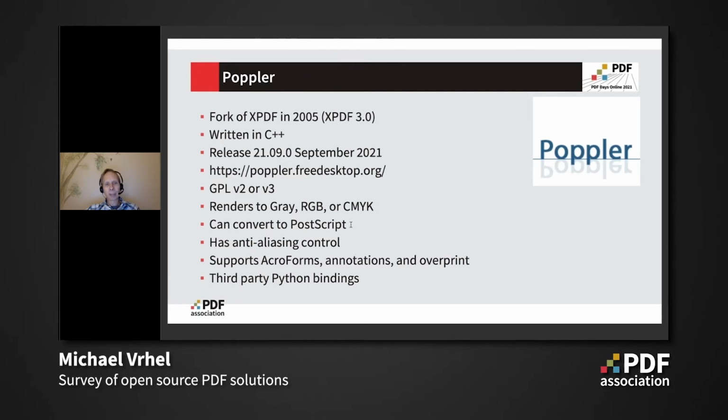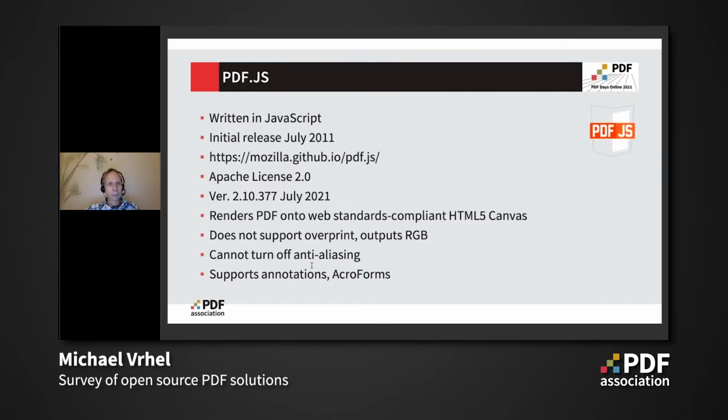Has the capability to convert to PostScript. I did not do any testing with that. You can turn off and on anti-aliasing control, and it supports AcroForms, annotations, and overprint. And it's pretty easy to find third-party Python bindings to use this code base.